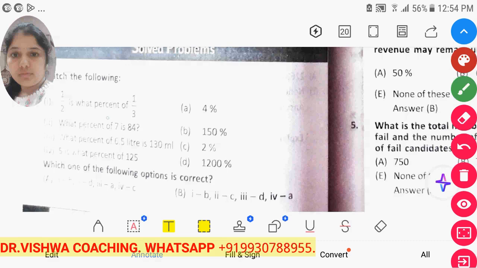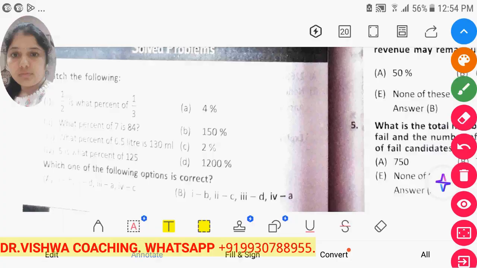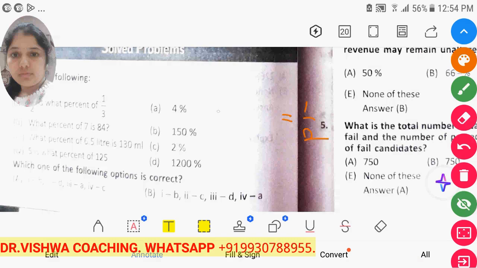Now see, 1/2 is what percent of 1 by 3? Now see, this is a very tricky one. 1/2 is what percent of 1 by 3? Now see here, 1/2 is the answer of what percent of 1 by 3? Now I say 1/2 is x percent of 1 by 3.